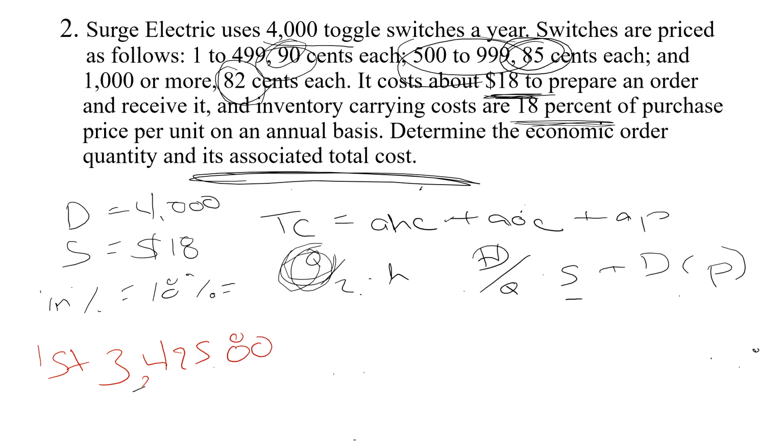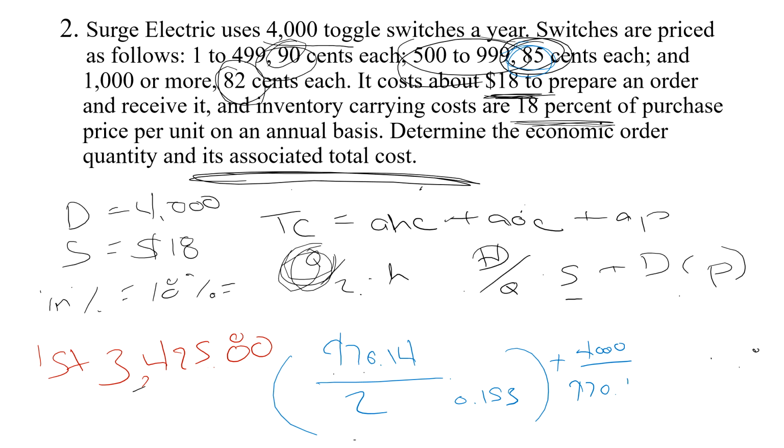Let's do blue for the next one to tell them apart. So this next one, we can use the 970.14 we found. And this is going to be the 85 cents one. So we're going to divide that by 2 times H, which is 0.153. Plus 4,000 all over 970.14 times 18, plus 4,000 times 0.85. I'm running out of room here.